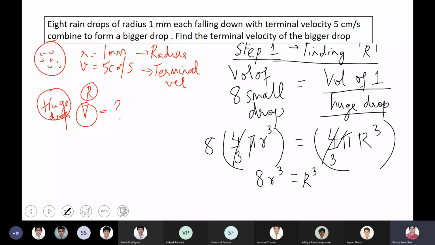Now you take the cube root on both sides. So that becomes R equal to 2r. Is that clear, boys? Correct? Yes, ma'am. So this is the first step. Do this, then we'll go for the terminal velocity.